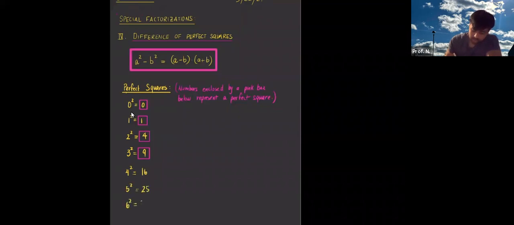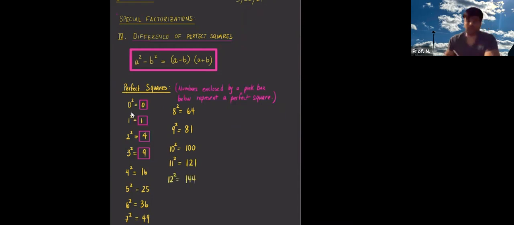6 squared, 36. 7 squared, 49. 8 squared, 64. 9 squared, 81. 10 squared, 100. 11 squared, 121. 12 squared, 144. So these are the ones that you may have most likely seen before.